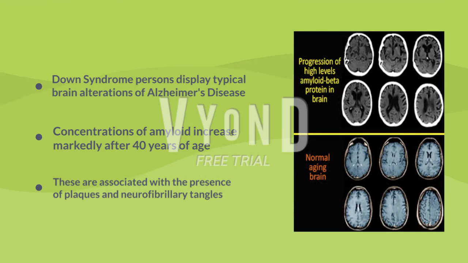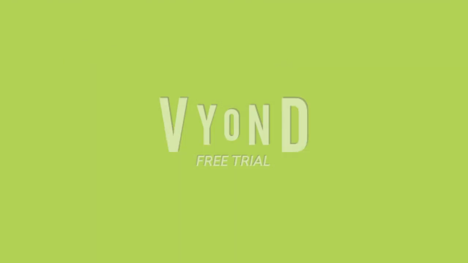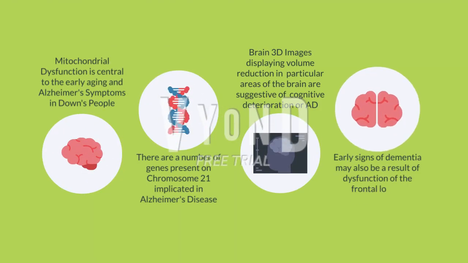After age 40, the concentration of amyloid proteins in the brain increases markedly, which is associated with the formation of neurofibrillary tangles. Combined with increasing amounts of plaques, this causes the death of neurons in the brain. So what are the precursors to this neurodegeneration?